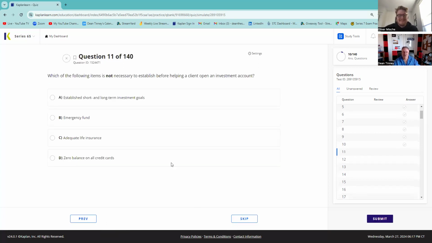But I mean, okay, do you know that's not really acceptable? Which of the following items is not necessary to establish before helping a client open an account? So A and C are correct. That's correct. Do you know what C is called? That's called, oh God, needs analysis.